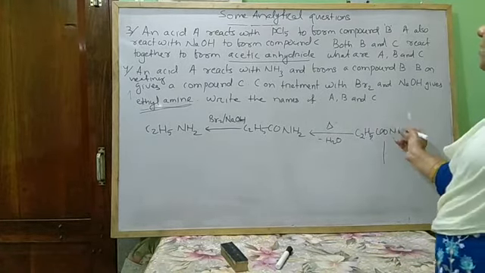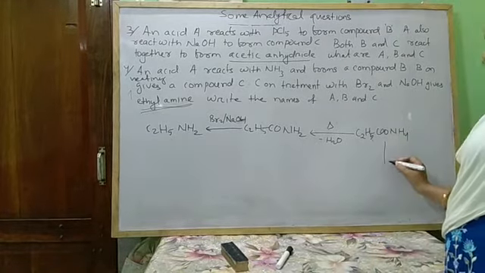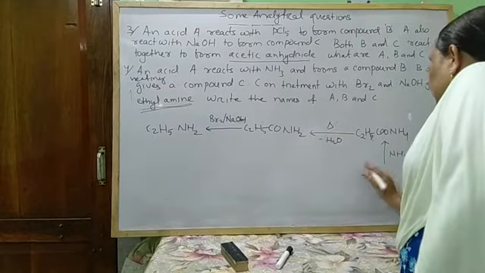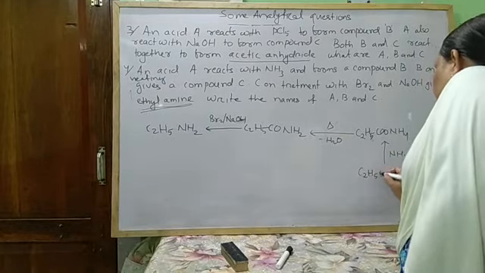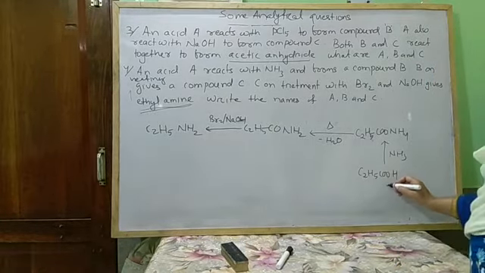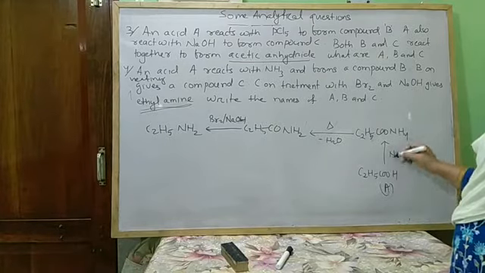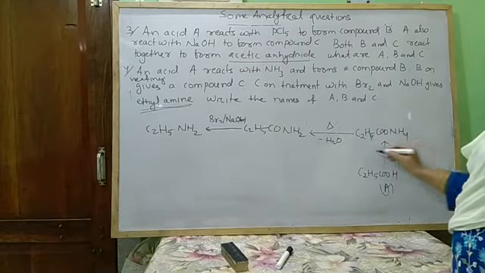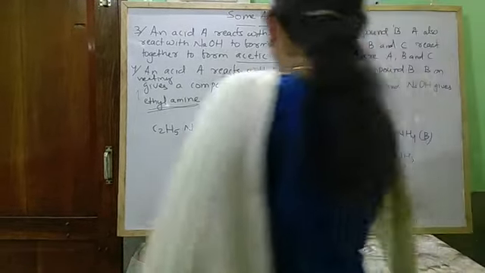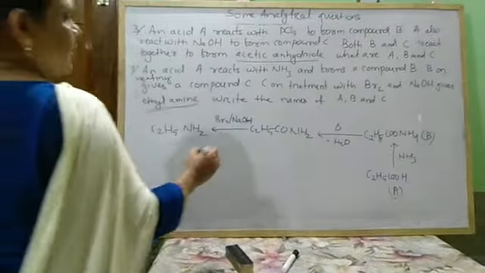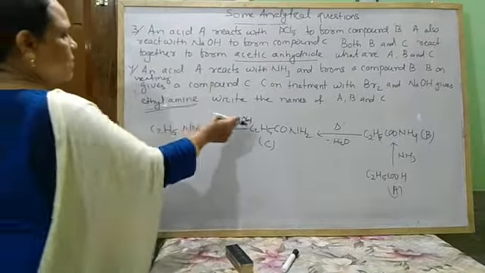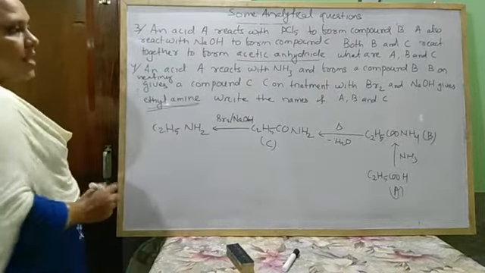And how is this formed? This is formed by the reaction of an acid with ammonia. So what is that acid? That acid is propanoic acid. This is A. When it reacts with ammonia, it forms ammonium propanoate. This is B. When B is heated, loss of water takes place and it forms the amide, that is C. And C when treated with bromine and KOH forms ethylamine.